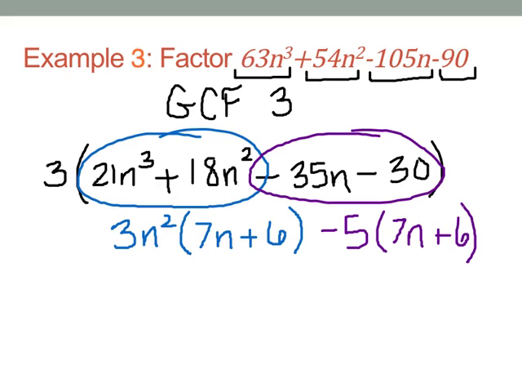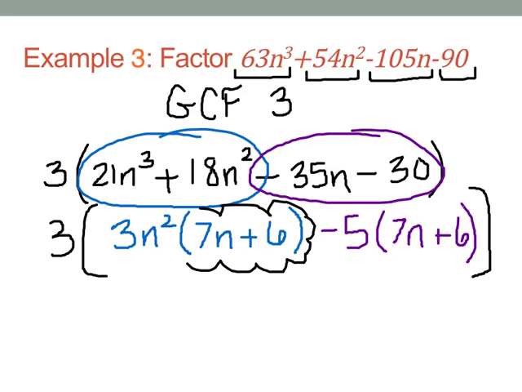Now one last thing I want to point out before you move on, this very first 3 that you factored out as a GCF, it's not going anywhere. It still is a part of your problem. Now I know this is big, I know this is messy, but you should notice something really cool that just happened. Yet again, we have a repeated expression. So we have this 7n plus 6 repeated.